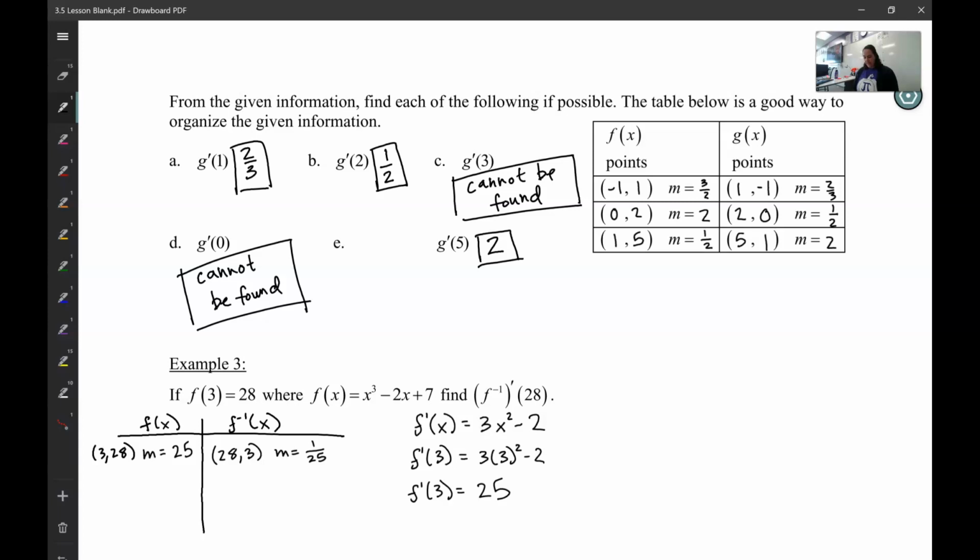Now I want f inverse prime of 28. So I'm going to go to f inverse, go down the column, find 28, and it's prime, so I want the slope. So f inverse prime of 28 is going to be 1 over 25.